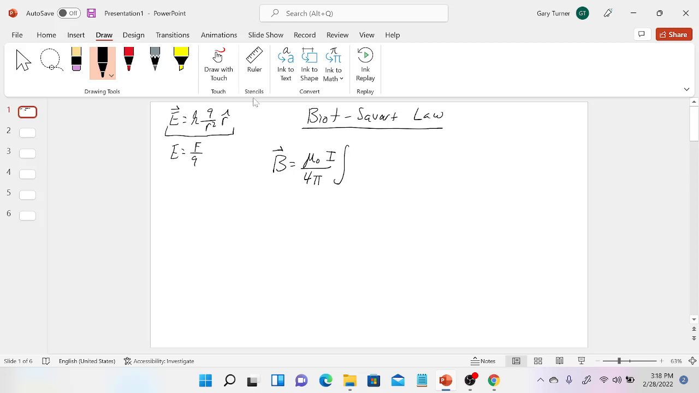Now, I should mention that the Biot-Savart law, once again, is an empirical rule. So these were things that were measured in the laboratory over and over again, looking for patterns and looking at how systems behaved, and we were able to find this. And this is going to take a little bit of explaining.